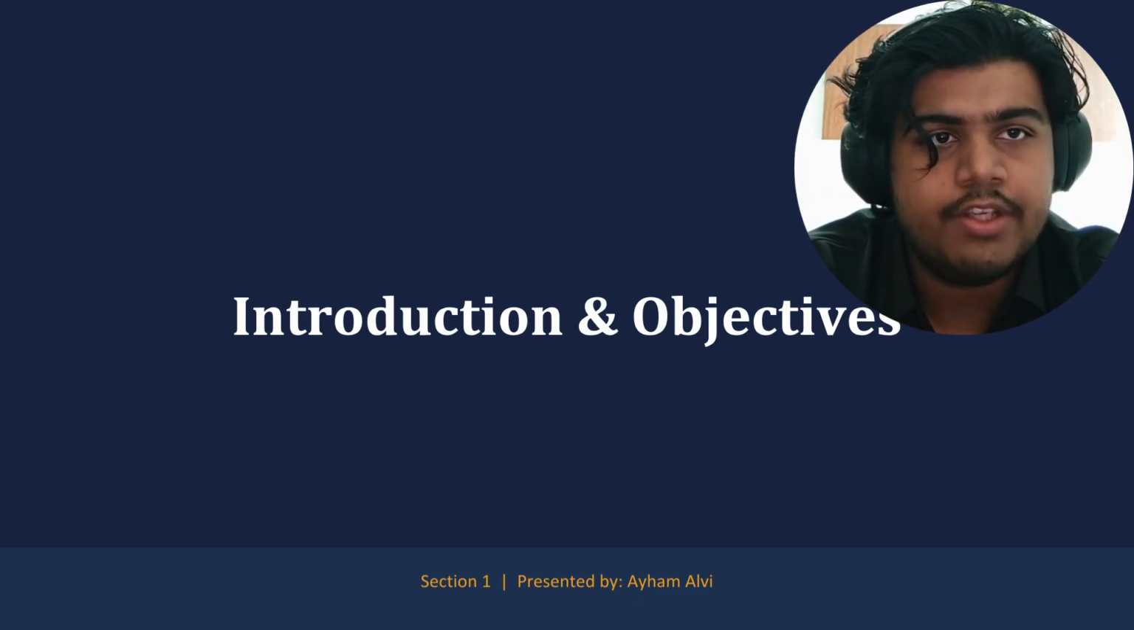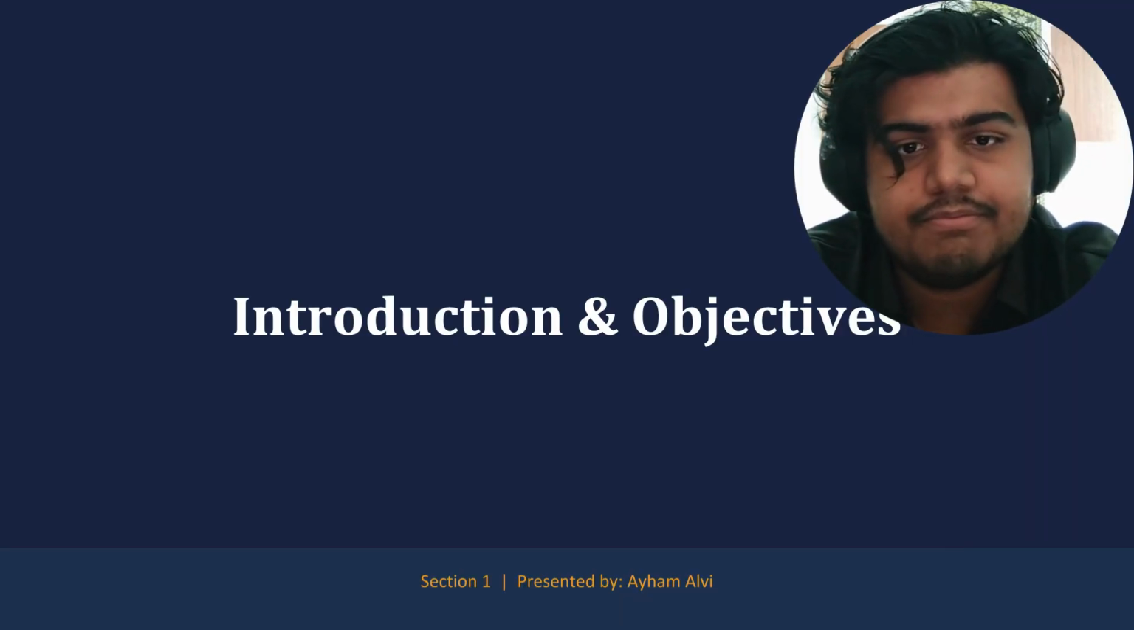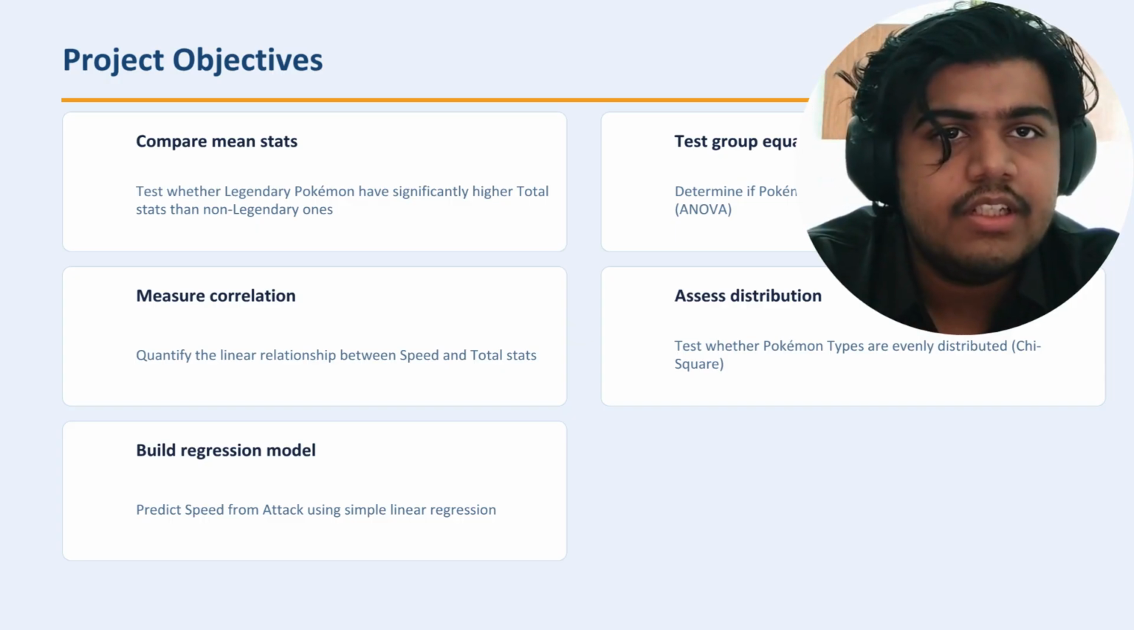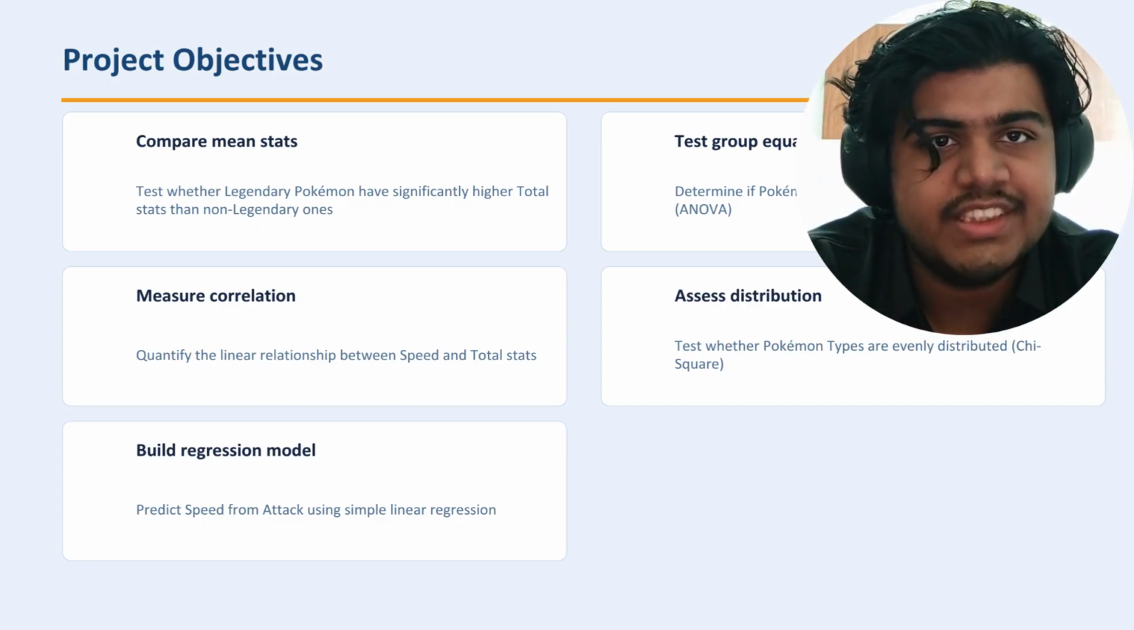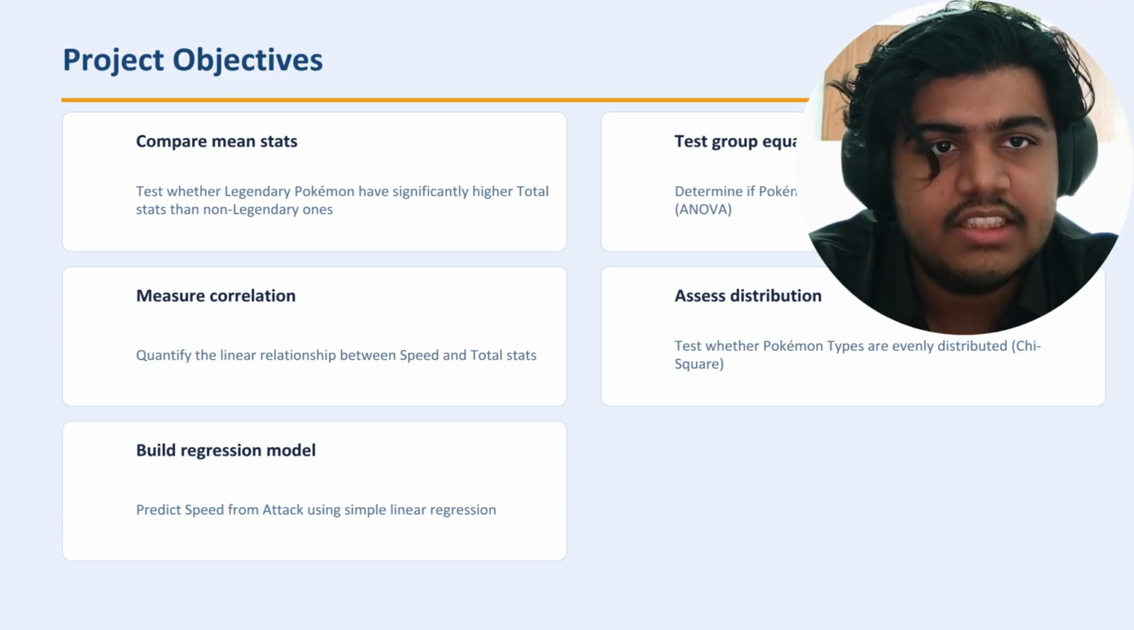In this section, I'll walk you through why we chose this dataset and what we set out to investigate. Our project has 5 core objectives. First, we want to test whether the legendary Pokemon have significantly higher overall stats than non-legendary ones using a hypothesis test. Second, we want to measure correlation between speed and total stats. That is, do faster Pokemon tend to have a stronger overall?